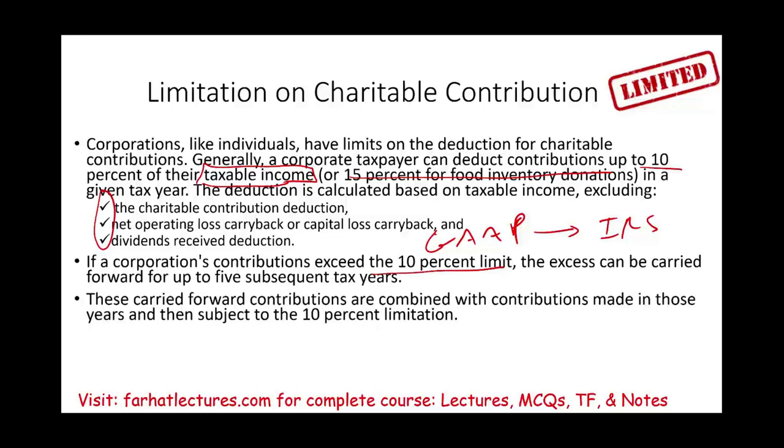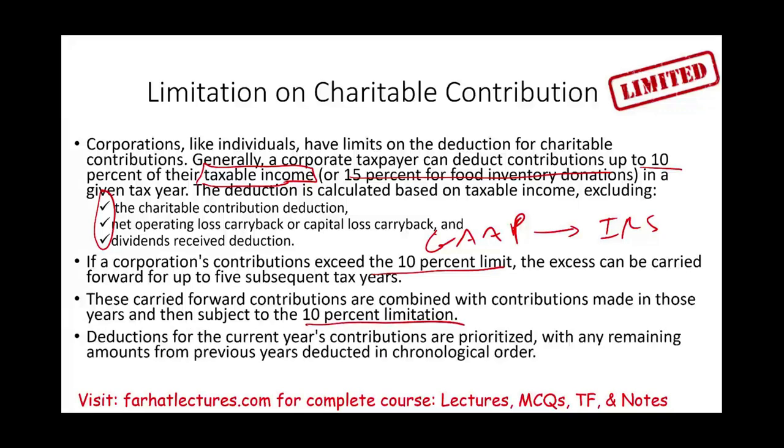Now, these carried forward contributions that are unused are combined with contributions made in those years. Then they are subject to 10%. So you'll add them to those contributions. However, deductions for the current year contribution are prioritized. So when you make a deduction in future years, first you'll take the charitable contribution that you made in that particular year. Once they are used up, you can go into the old one, the unused from the prior year. Any remaining amount from the previous years is deducted also in chronological order, the older one first. The best way to illustrate all of this is to do what?